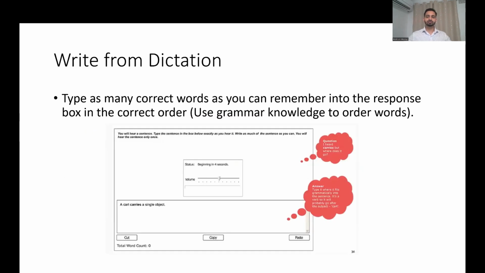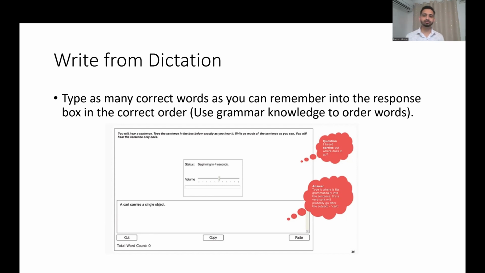All right, now we're going to do write from dictation. So I'll give you an intro on write from dictation. Pretty straightforward. It's similar to repeat sentence. You hear a sentence and then you type it out. So here, type as many correct words as you can remember into the response box in the correct order. Use grammar knowledge to order the words.